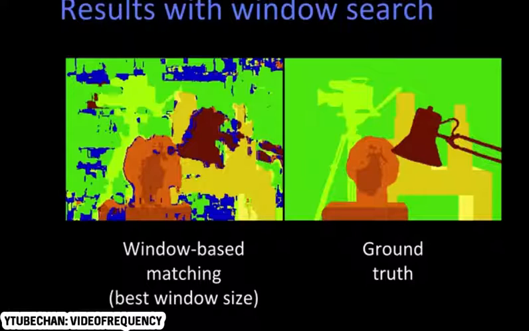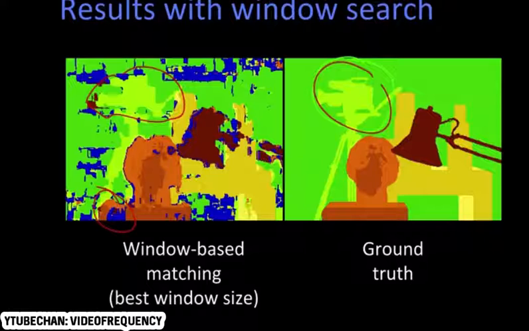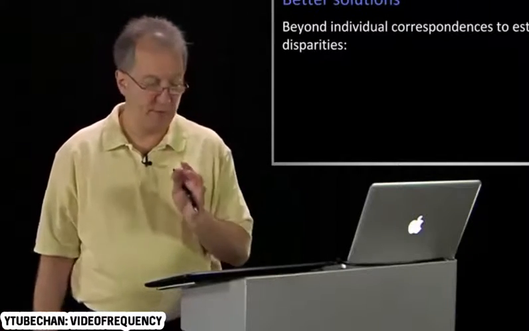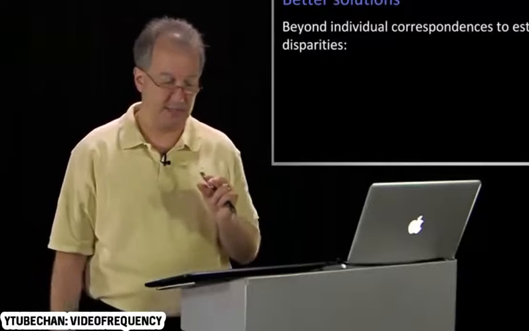And you'll notice that it does an okay job. You know, the mannequin head is in front of other things, but it really does a pretty crummy job around the edges. This camera in the back is all eaten up here, never mind what's going on over here. So it has some general difficulties. And what we'd like to do is to see if we can get a lot closer to that ground truth solution. So better solutions do something more than just individual correspondence estimates.